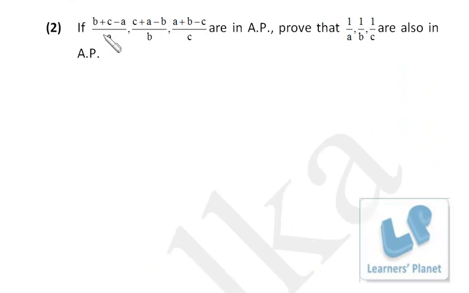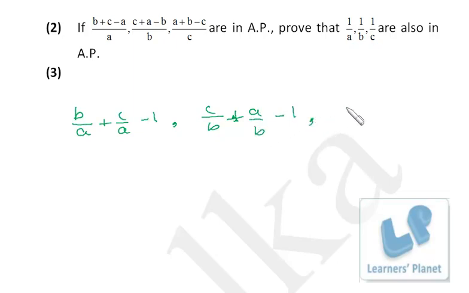Now we have this problem. If these three are in AP, we have to prove 1 upon A, 1 upon B, 1 upon C are also in AP. So we start with this. B plus C minus A by A, C plus A minus B by B, A plus B minus C by C. All of them are in AP. So it is B by A plus C by A minus 1. It is C by B plus A by B minus 1, and then A by C plus B by C minus 1. All of them will also be in AP. I just split the same, nothing else I have done.